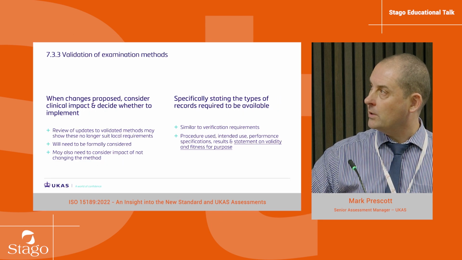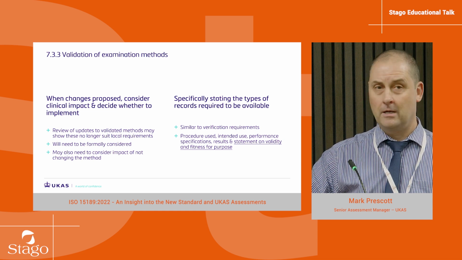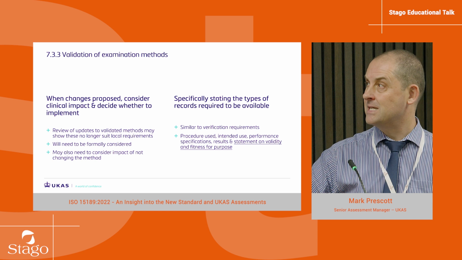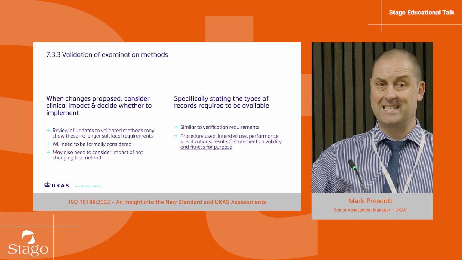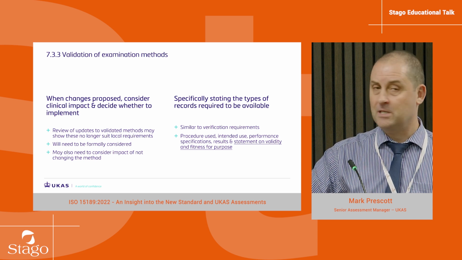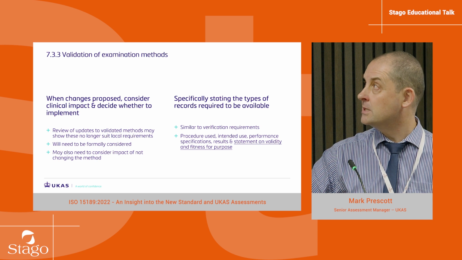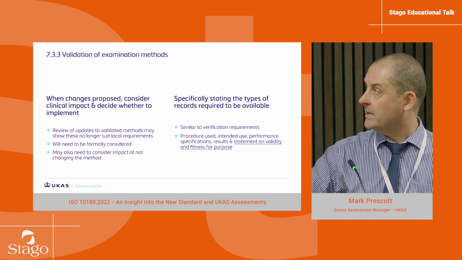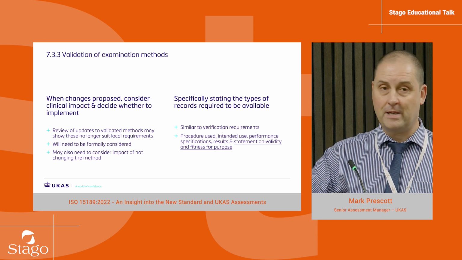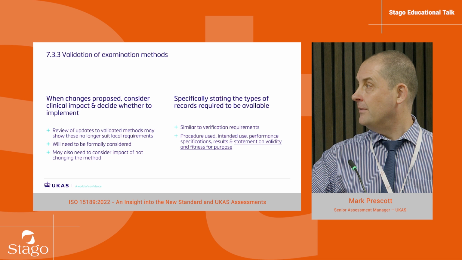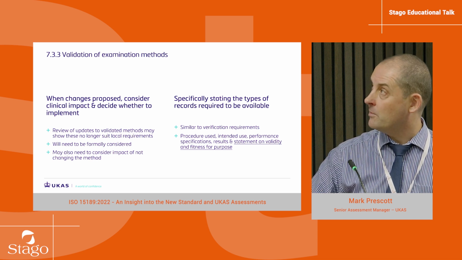When changes are proposed, so again, if an assay does change, if the validation changes, you need to not just think about what's changed in terms of sample types. How does this clinically affect you? If you find that an assay is clinically fit for your purpose, is it still clinically fit for purpose after it's been changed? If the manufacturer has done some revalidations and changed things, is it still clinically fit for purpose? And again, the same as for verification, it specifies the records that are required. But again, it's all about the performance specifications, the results you've obtained, and then the statement on validity at the end. Those are the three key things that you need in a verification or a validation.